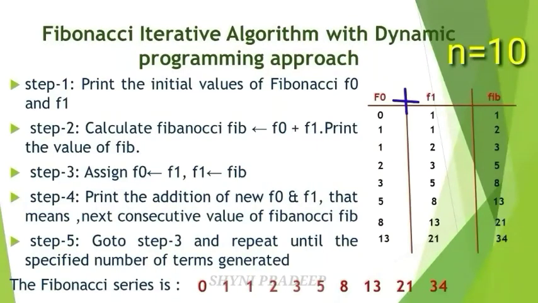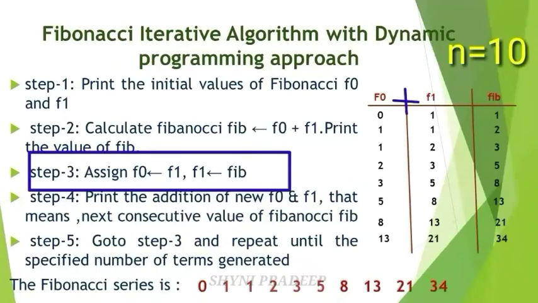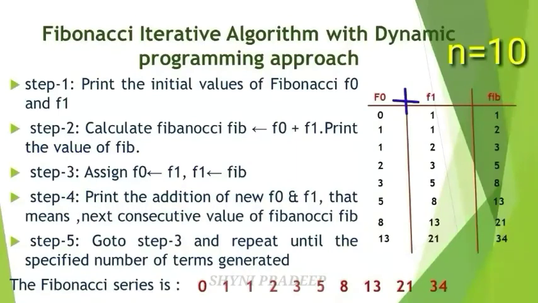Okay. So next step is you have to assign this F1 value to F0, and this fib value to F1. Which means, what is the value of F1? 1. You have to assign this F1 value to F0. So now F0 value is what? 1. Next, you have to assign the fib value to F1. Fib value is what? 1. So you have to assign that value to F1. So F1 is 1. Okay.